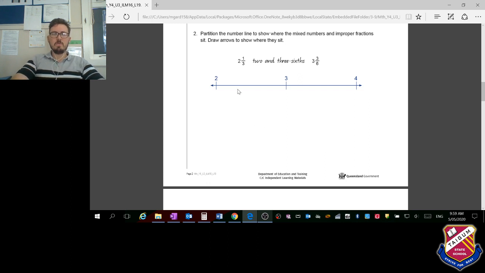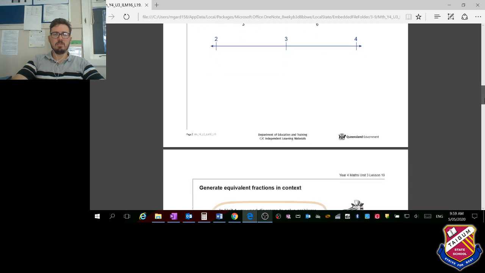Okay, so 2 and 1/3 would sit about there where my clicker is. 2 and 3/6 would sit about there, halfway. 3 and 3/6 would sit exactly halfway there. So check that you got those.